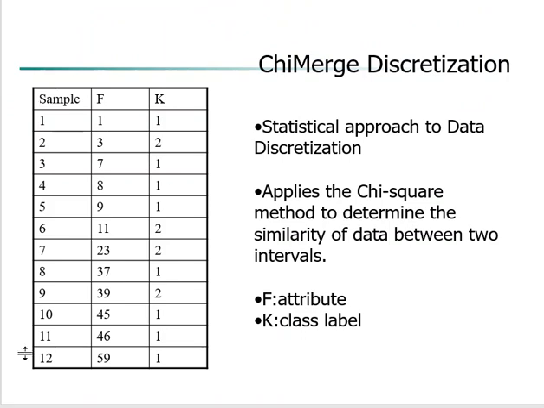Here we have a set of 12 samples and we have a certain feature, which is numerical. And we have class labels. So this is a binary class situation. The class label is either 1 or 2.